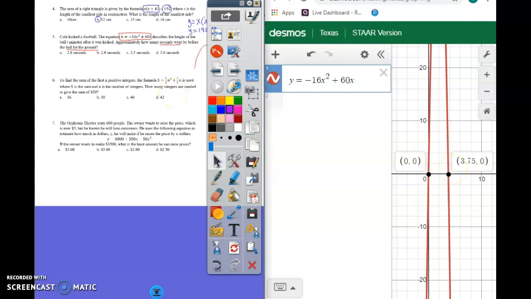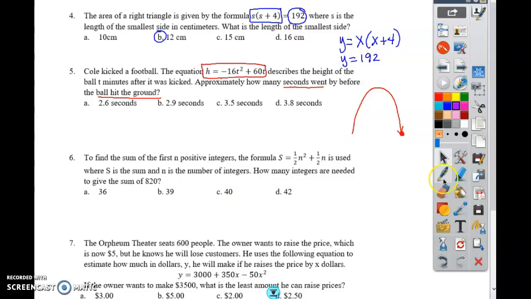Aproximadamente. It's 3.75. So which one's closer? 3.8. Okay, it says the key word here is approximately. Aproximadamente.